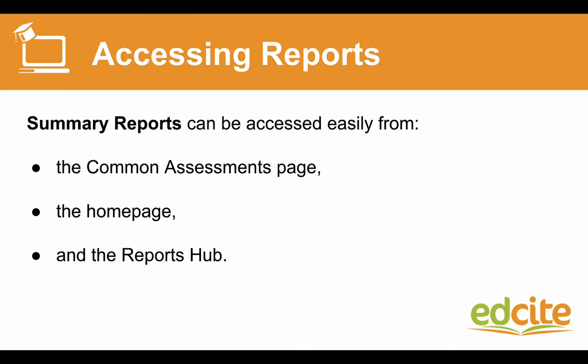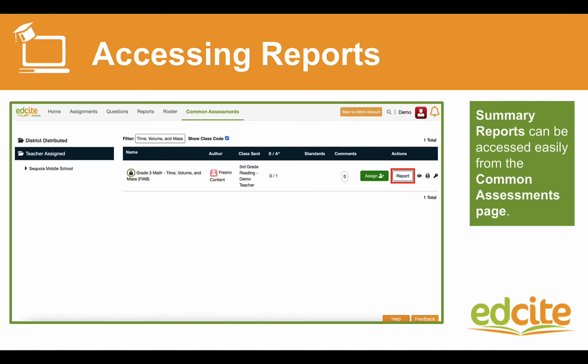While you can access your summary report following that progression after live progress, I want to highlight 3 places you can find the summary report after logging into Edcite. You can find it on your Common Assessments page, your home page, and in the Reports Hub. From the Common Assessments page, you will notice next to that Assign button, where we originally assigned this common assessment, I have a Report button that will bring me to my summary report.